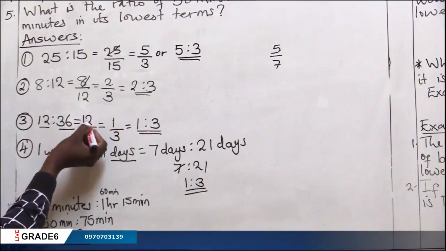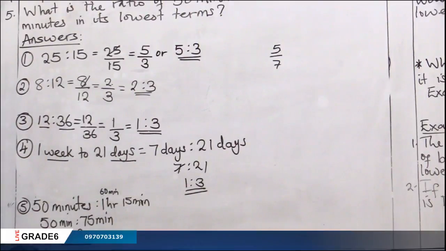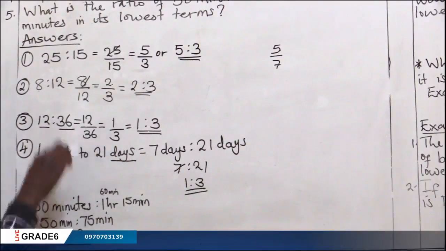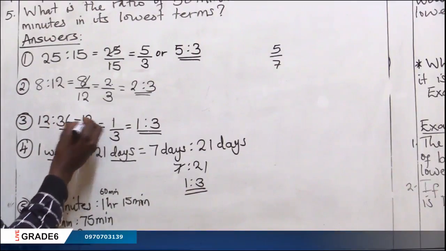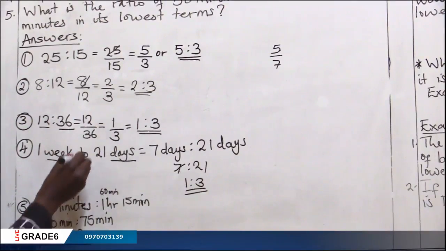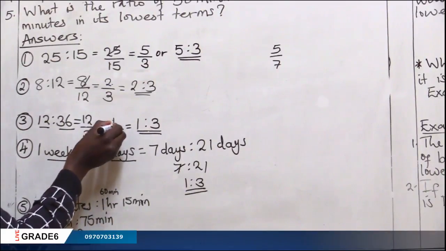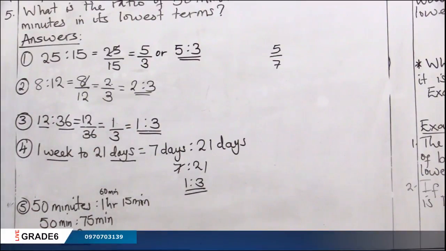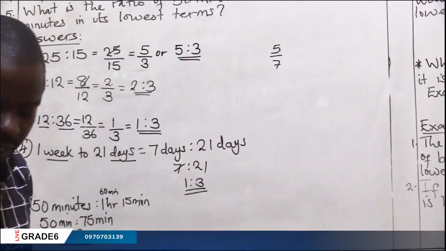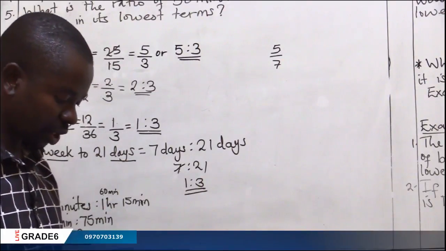So, I said you can write it as a fraction, which is 12 over 36. Which number can go in 12 and 36 without leaving a remainder? 12 itself. 12 into 12, it's 1. 12 into 36, it's 3. So we can write it as 1 over 3 or 1 to 3, like that. I hope I have answered your question.